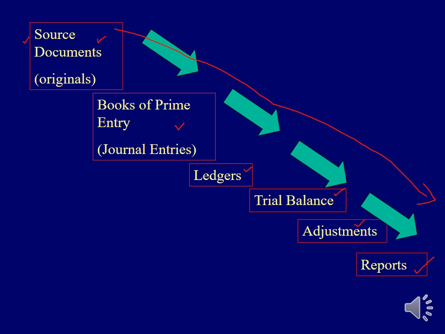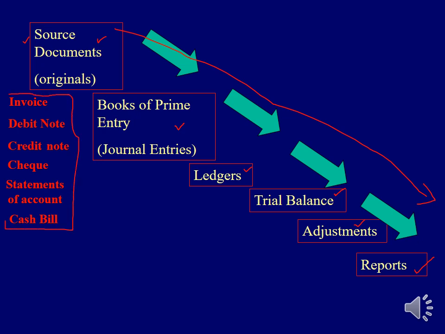Can you all remember the examples of source documents? Examples are invoice, debit note, credit note, cheque, statement of accounts, and also cash bill. These are the documents that we normally use in a business transaction. But for now I don't want to explain the purpose of all these documents. We will do that in a different class. For today I just briefly explain the process.